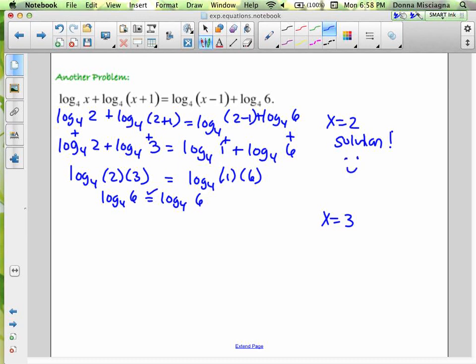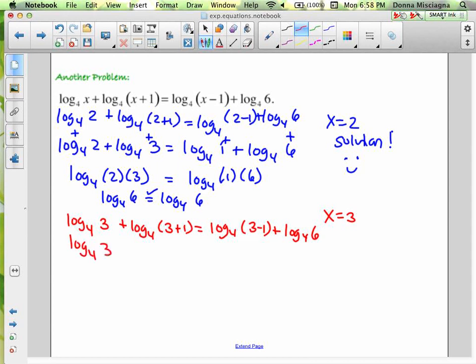Let's check out the other one. X equals 3. Actually, I'm going to switch colors. It's going to be lots of blue up here. Let's see if this one works. All right, so we have log base 4 of 3 plus log base 4 of 3 plus 1 equals log base 4 of 3 minus 1 plus log base 4 of 6. That doesn't change. All right, so now let's simplify this a little bit.